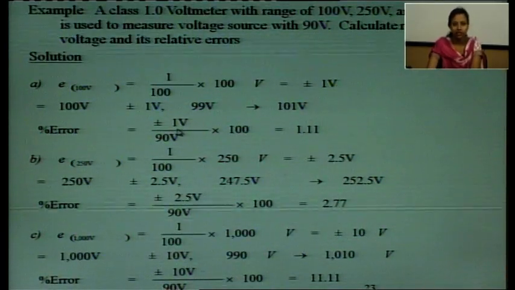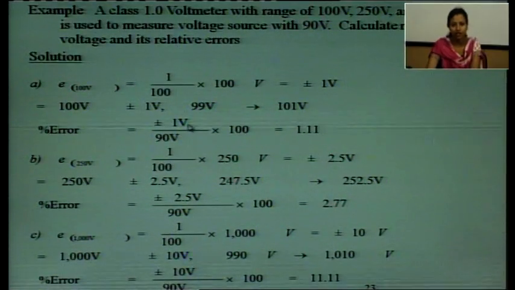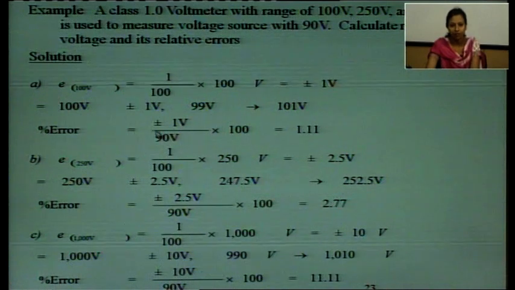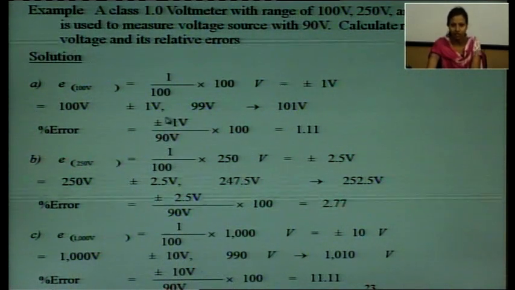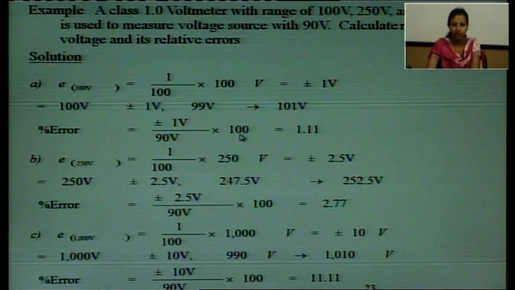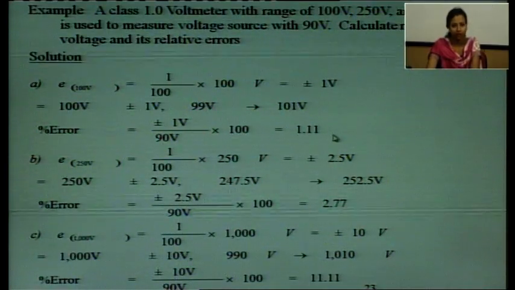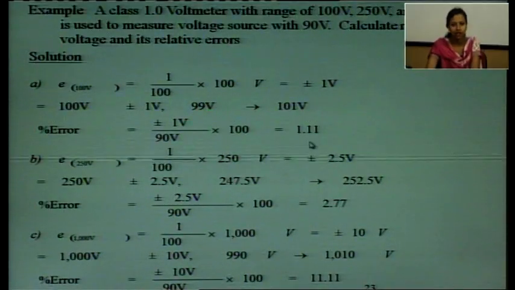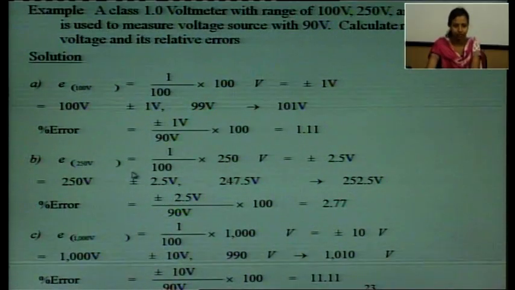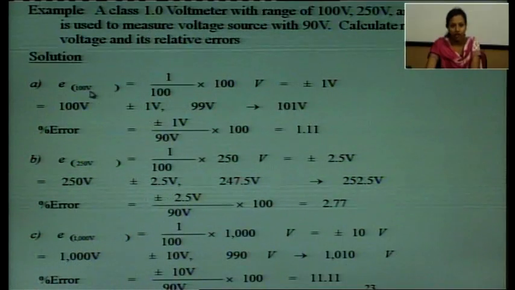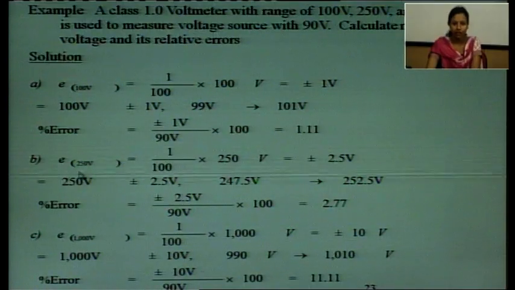and percentage error is simply the relative error into 100. This is the absolute error divided by the true value into 100. So it is equal to 1.11. This is the percentage error in the measurement for the 100 volt voltmeter. But if we use the 250 volt voltmeter, then the precision and error are different.